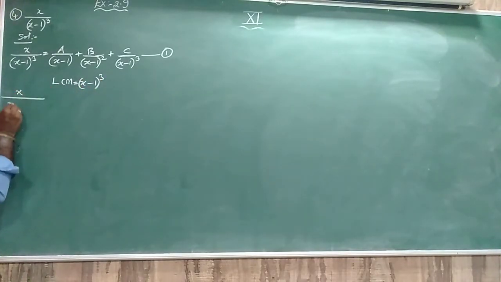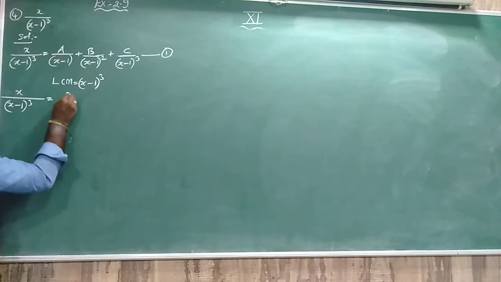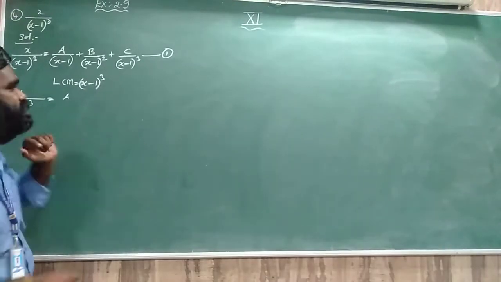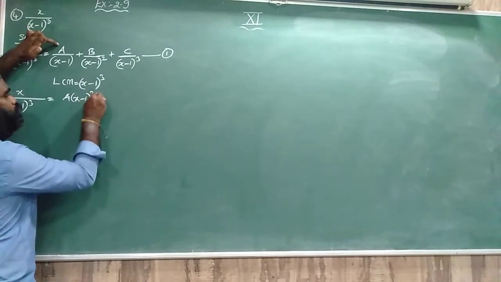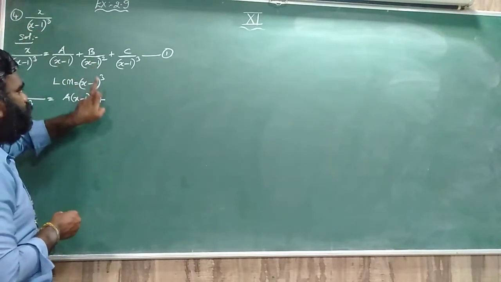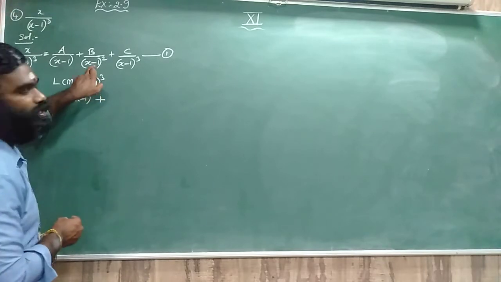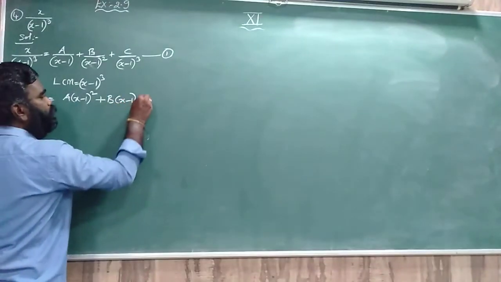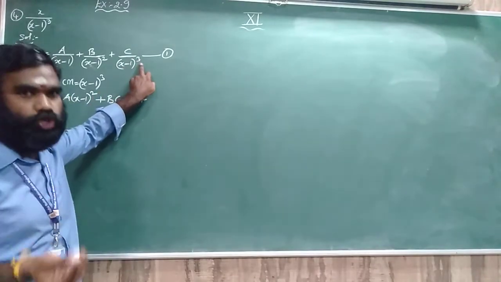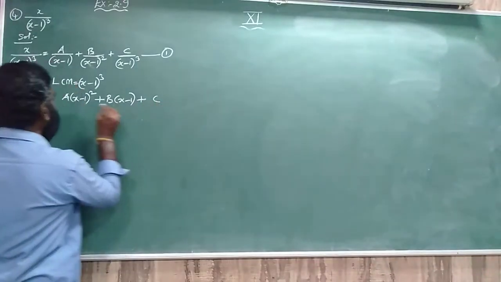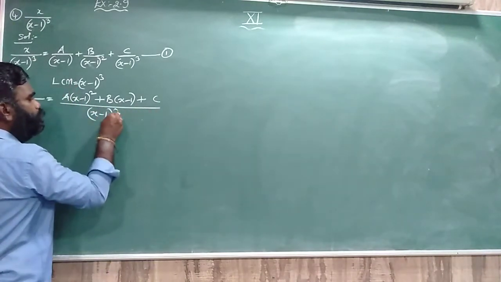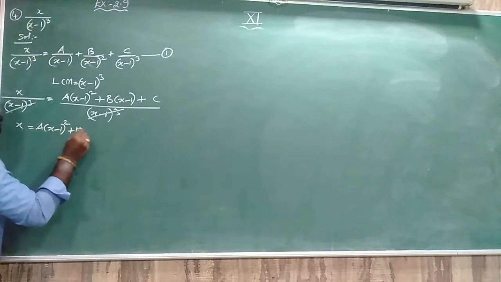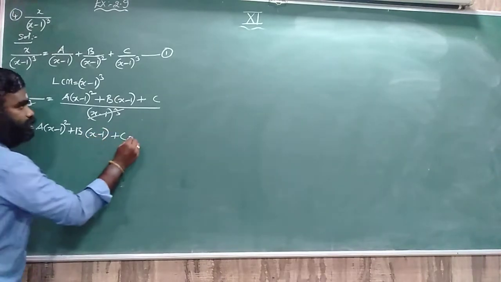So, x divided by x minus 1 the whole cube is equal to A. What is present here? x minus 1 is present here. But LCM is x minus 1 the whole cube. x minus 1 the whole square is absent. So, I need to multiply A with x minus 1 the whole square, plus B. Here x minus 1 the whole square is present, but x minus 1 the whole cube is the LCM, so I need to multiply with x minus 1. So B into x minus 1 plus, if we see x minus 1 the whole cube, there is no need to multiply, right? C as it is, divided by x minus 1 the whole cube. So both can be cancelled. x is equal to A into x minus 1 the whole square plus B into x minus 1 plus C. Keep it as equation 2.